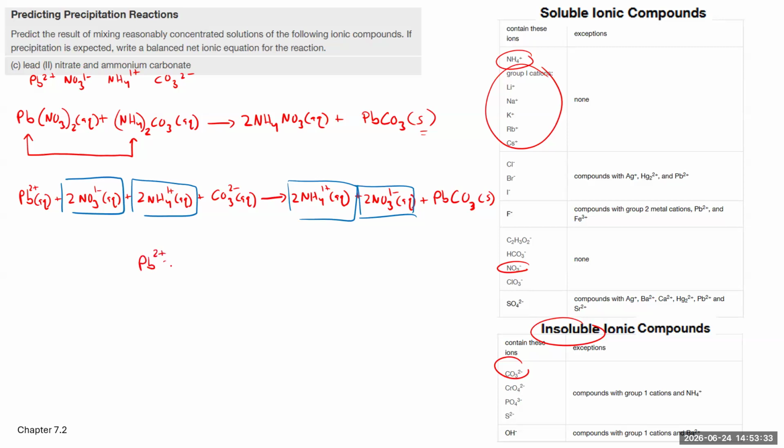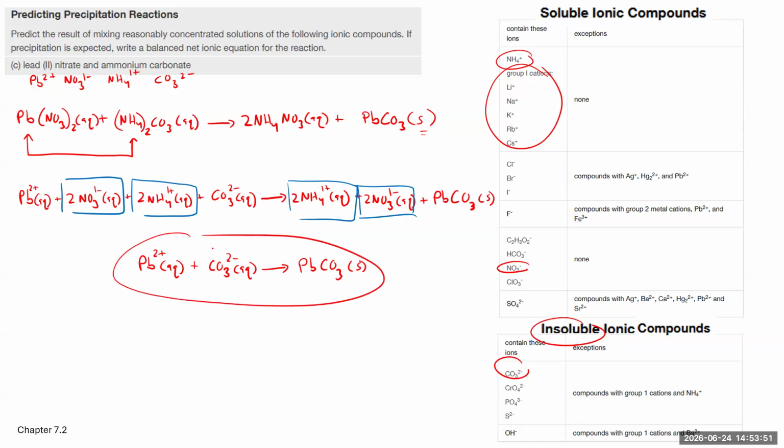Pb 2 plus aqueous, plus CO3 2 minus aqueous makes lead carbonate, or carbonara, whatever you're thinking about, right? This is our net ionic equation. The stuff boxed up in blue are our spectator ions. They don't do anything. We just put the stuff that actually has some action going on, right? All right.